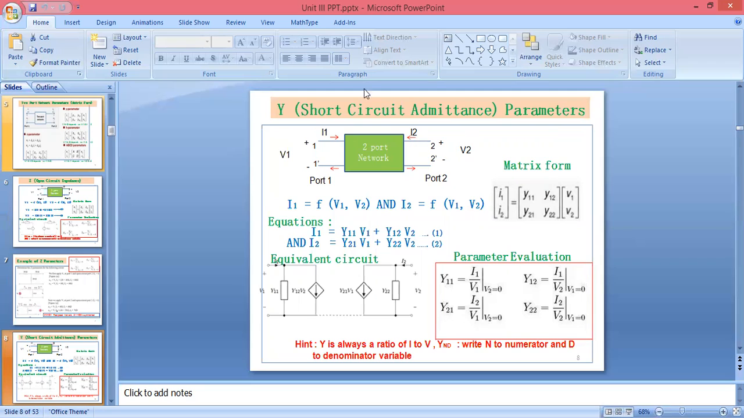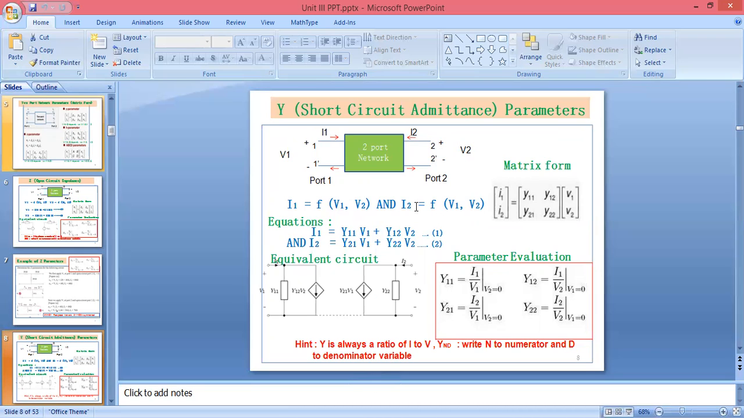Voltage V1 will be measured across port 1, and voltage V2 across port 2 will be measured here. Then we can measure the current flowing through port 1 as I1, and the current flowing through port 2 will be I2. So if you see the equations, I1 will be a function of V1 and V2, where f is nothing but a function. And I2 will also be a function of V1 and V2.